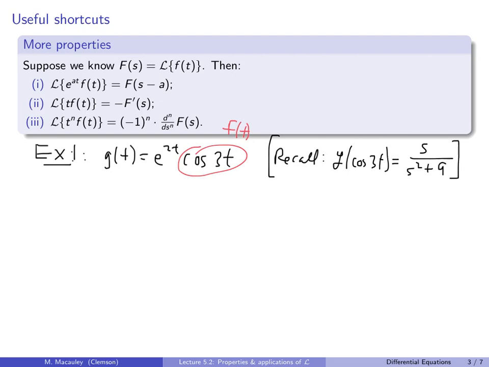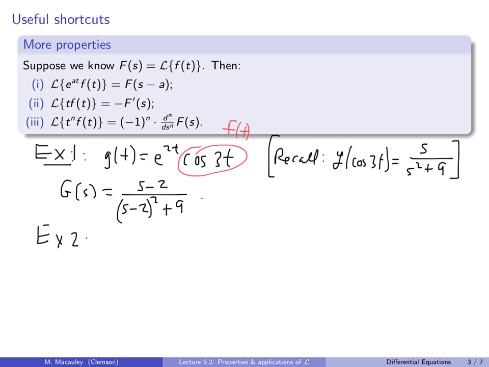So what this formula says is, the Laplace transform of g is this function, but let's plug in s minus 2 in place of s. So the Laplace transform of g is s minus 2 over (s minus 2) squared plus 9. Okay, let's do another one.